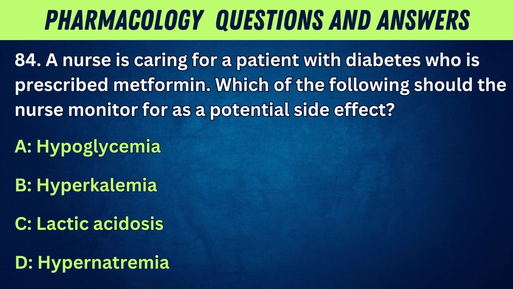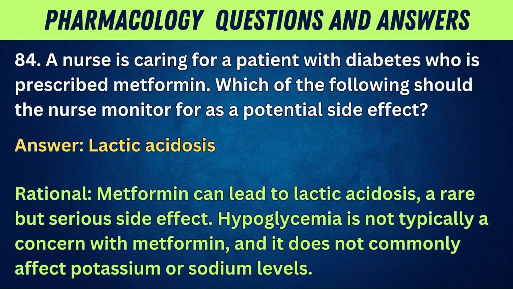84. A nurse is caring for a patient with diabetes who is prescribed metformin. Which of the following should the nurse monitor for as a potential side effect? A. Hypoglycemia. B. Hyperkalemia. C. Lactic acidosis. D. Hypernatremia. Answer: lactic acidosis. Rationale: Metformin can lead to lactic acidosis, a rare but serious side effect. Hypoglycemia is not typically a concern with metformin, and it does not commonly affect potassium or sodium levels.